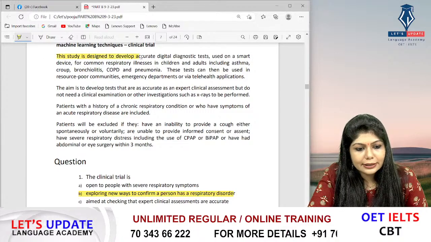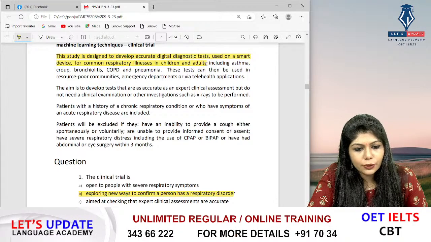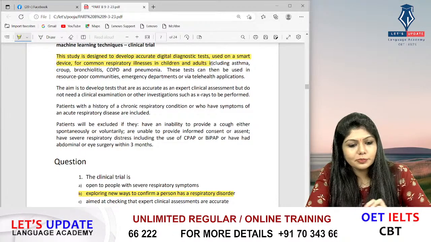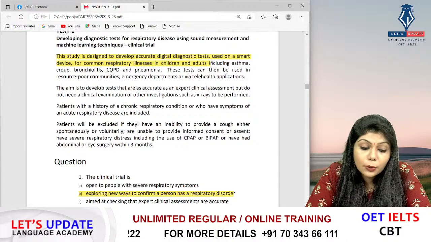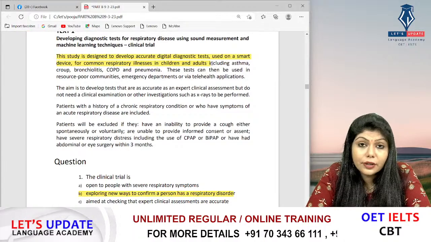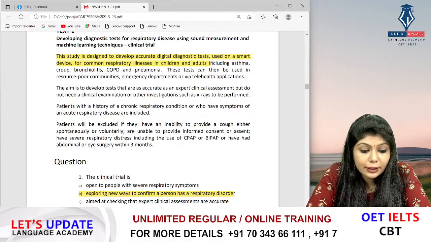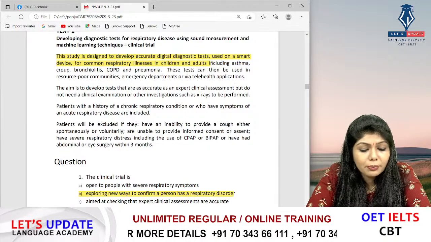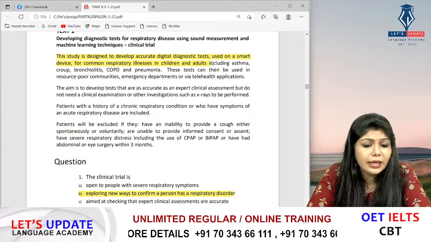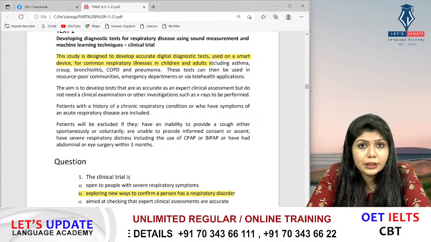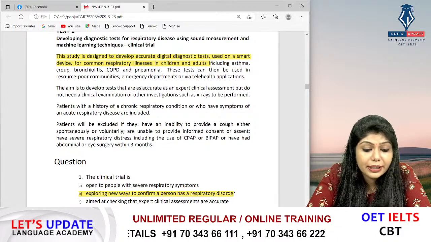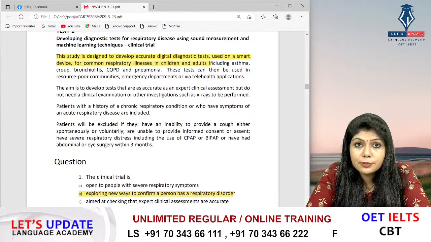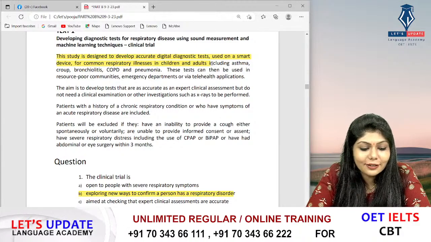And I'll highlight this information which will lead you to this answer. And if you explore options A and C, you can definitely prove they are wrong as well. Option A is open to people with severe respiratory symptoms. They have not informed us that this is only meant for severe respiratory symptoms, so we cannot take that as an answer.